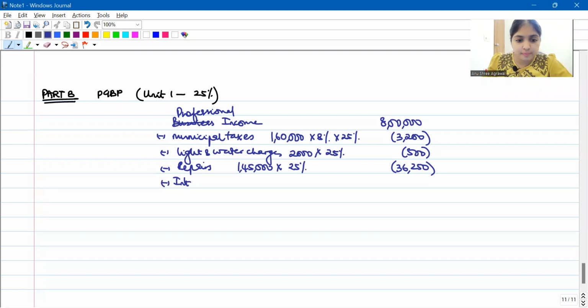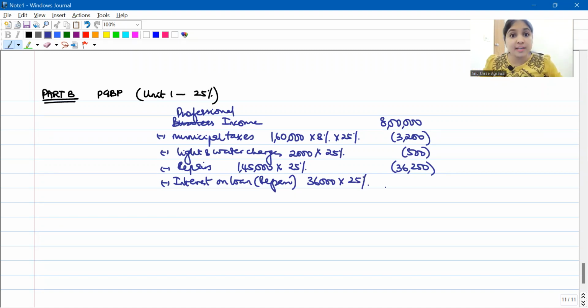Okay, then we have interest on loan for the repair of the property. Interest on loan taken for repair. Total interest we have 36,000, but out of 36,000 we will consider only 25%, only to the extent to which it relates to unit 1. That's going to be 9,000.